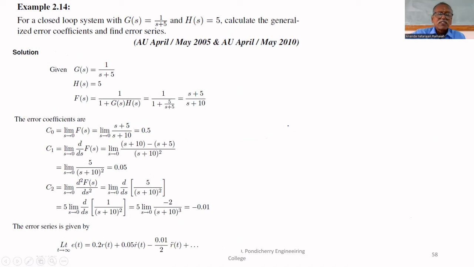Already we have seen what is steady state error and error constants: position error constant, velocity error constant, and acceleration error constants. Now let us see generalized error constants. For a closed loop system, G of s equal to 1 upon s plus 5, and H of s equal to 5. Calculate the generalized error coefficients and find the error series.